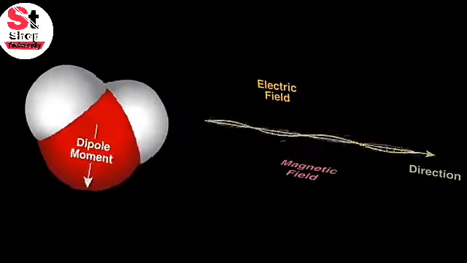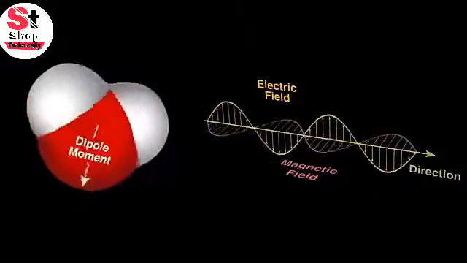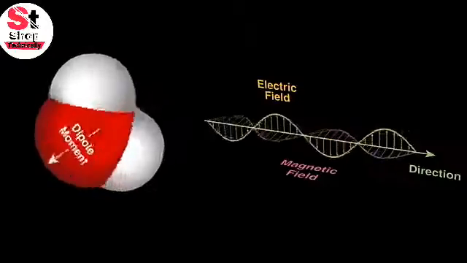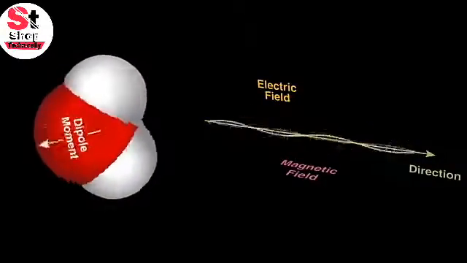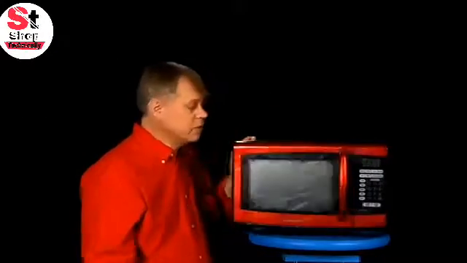Water will try to align with the radiation's electric field. The changing field rocks the water molecules back and forth rapidly, and molecular friction from this creates heat as the motion disrupts the hydrogen bonds between neighboring water molecules. Now, you can get an idea of the wavelength of the energy emitted from the magnetron using cheese.